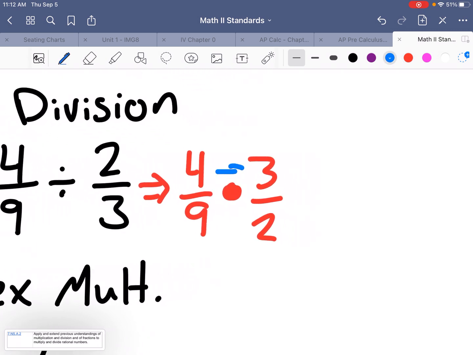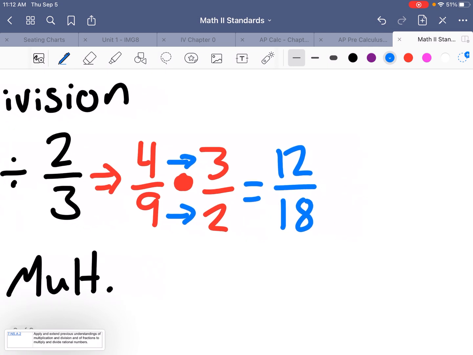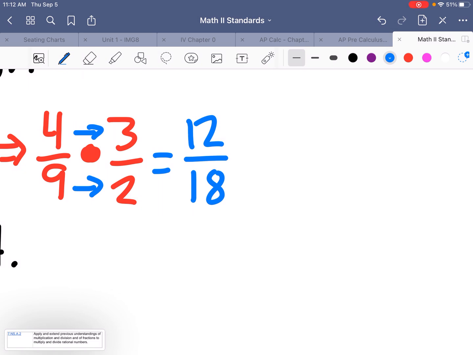So just like in the first one, we're just going to multiply straight across the top and straight across the bottom. 4 times 3 is 12. 9 times 2 is 18. Now, if you've worked with fractions for a while, you're probably looking at this and thinking, ooh, wait a minute, 12 over 18, I can reduce that. You're right. We can reduce that fraction down just a little bit.